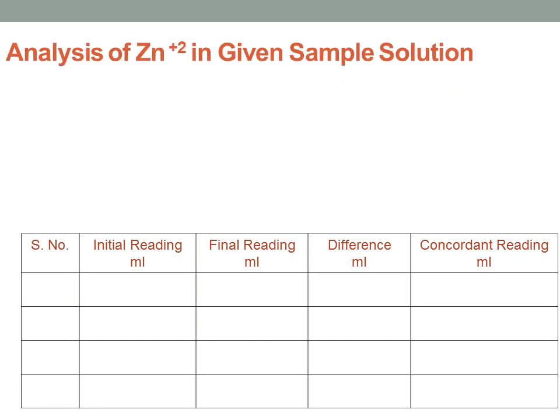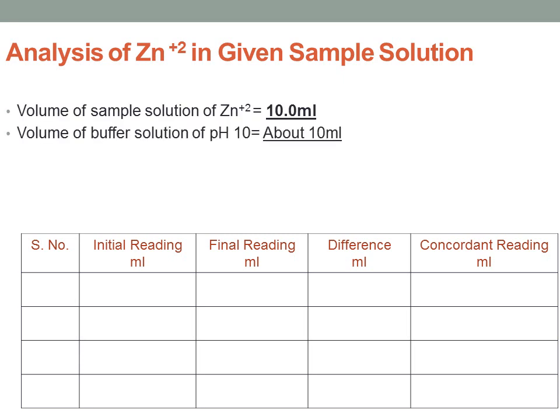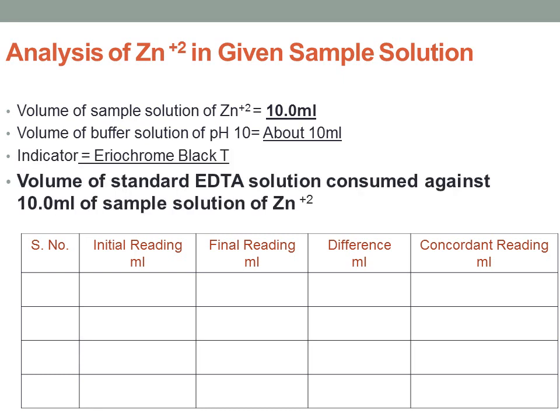After this standardization step, you have to report about the analysis of Zn+2 in the given sample solution. Again, before filling the observation column, before reporting the concordant reading, you will fill the observation points. Volume of sample solution of Zn+2, volume of buffer solution of pH 10, indicator you have used, volume of standard EDTA solution consumed against 10.0 ml of sample solution of zinc.